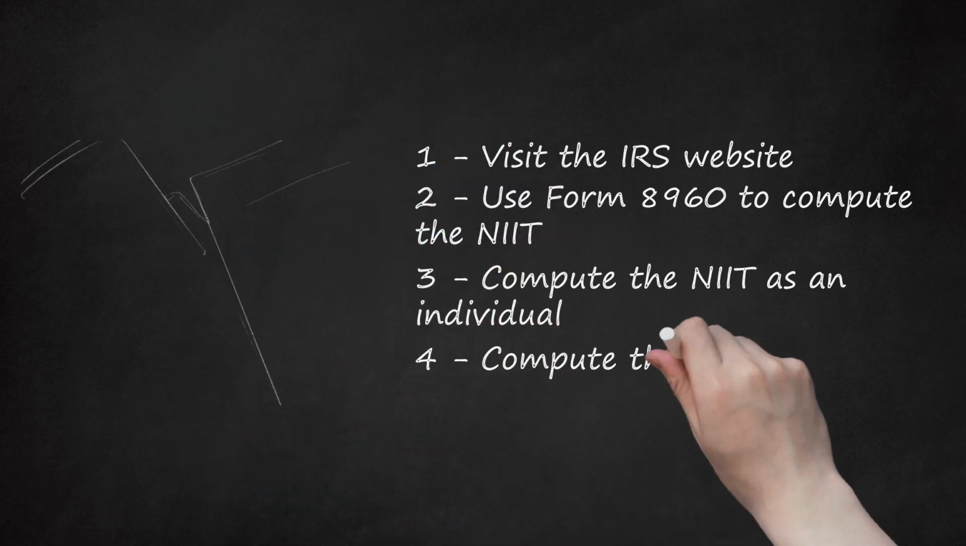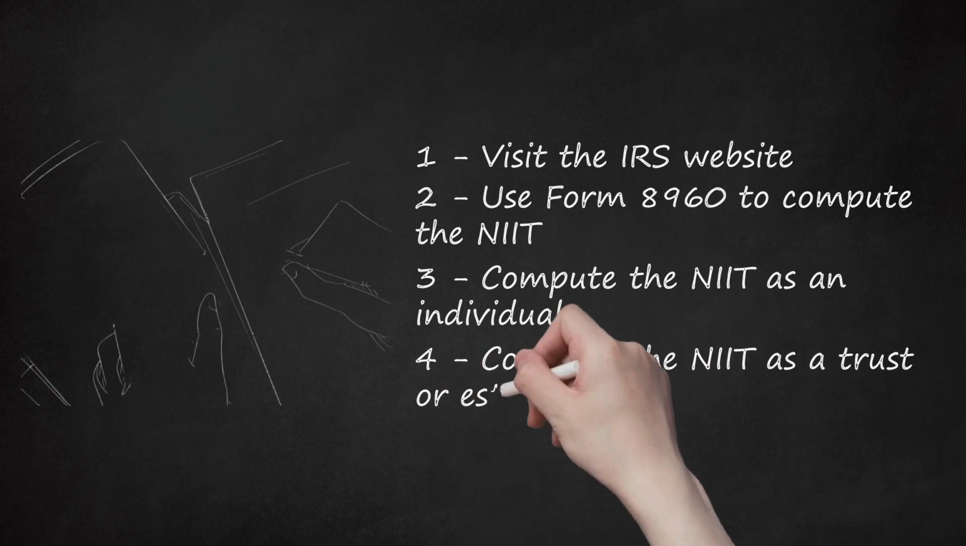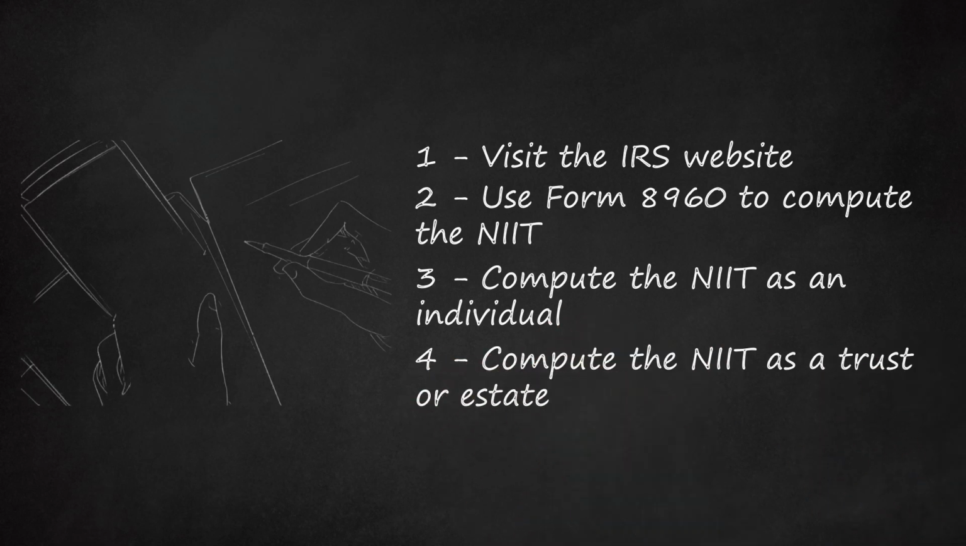4. Compute the NIIT as a trust or estate. If you are a trust or estate, you will next complete lines 18A through 21 to compute the NIIT. In line 18A, you will simply input your net investment income. In line 18B, you will need to input the amount of any distributions of net investment income you have made out of the trust or estate. In line 18C, subtract line 18B from 18A, which will give you your undistributed net investment income.